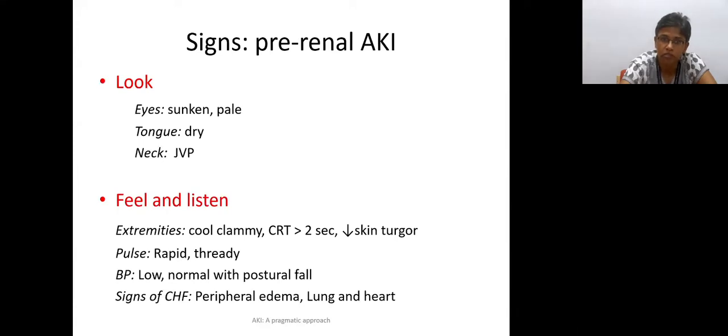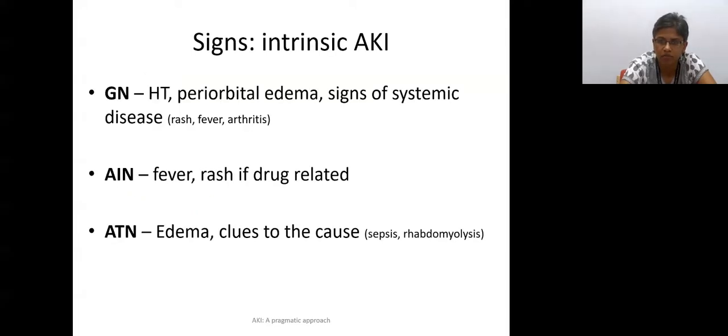Then look at the patient. Do their eyes look sunken and pale? Is their tongue dry? Look at their JVP. All this will help you assess volume and help you rule out a hypovolemic AKI. Then look at their extremities. Cool, clammy extremities would point to a patient who's in shock. Rapid thready pulse, postural fall of blood pressure. Examination of the heart can help you decide whether the patient has a CHF. This is all basic clinical examination findings that you need to pay attention to.